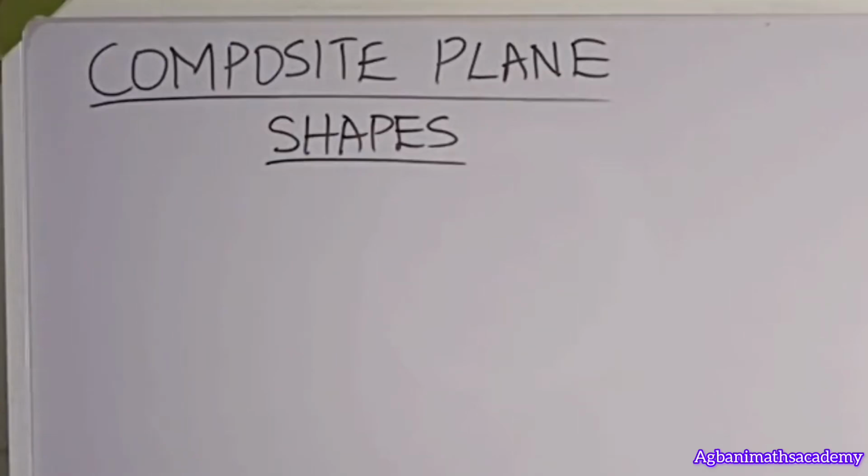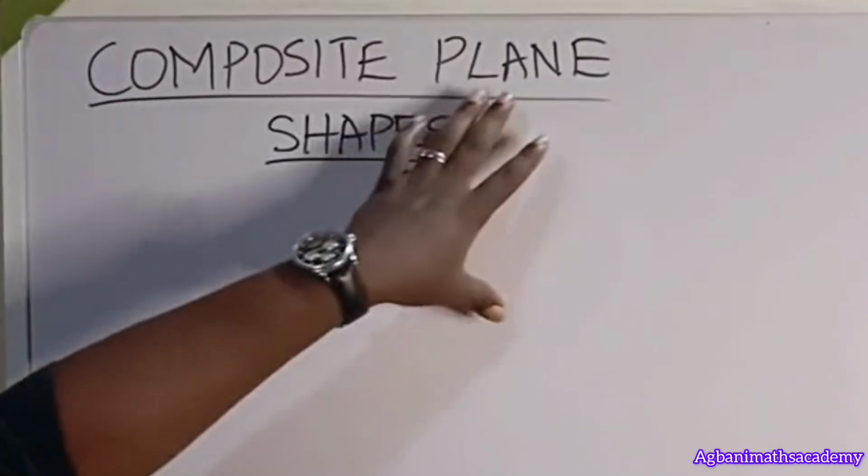So we're looking at composite plane shapes, or composite 2D shapes. It's a continuation of lessons I've previously taught on plane shapes. We've looked at what plane shapes are, we've looked at the different types of plane shapes, and we've considered the area and the perimeter of different plane shapes. But today we're looking at composite plane shapes.